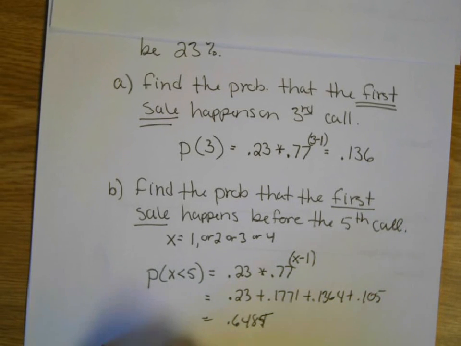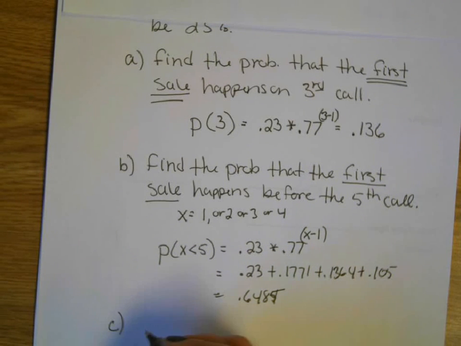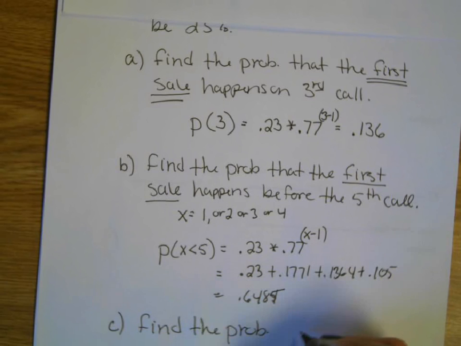All right. Try another one in here. Okay, this is the last one here. Find the probability that the first sale happens after the 6th call.